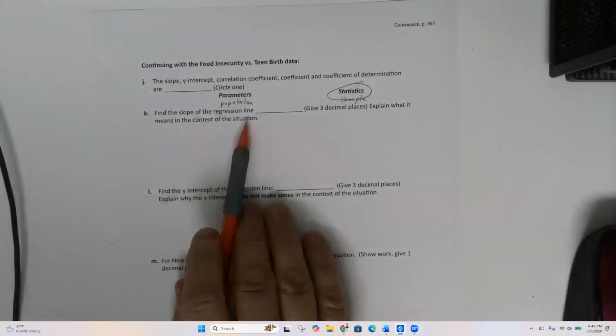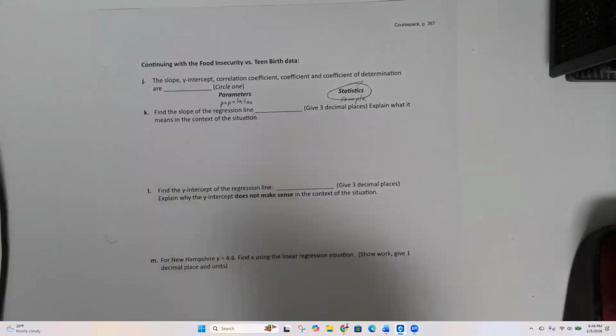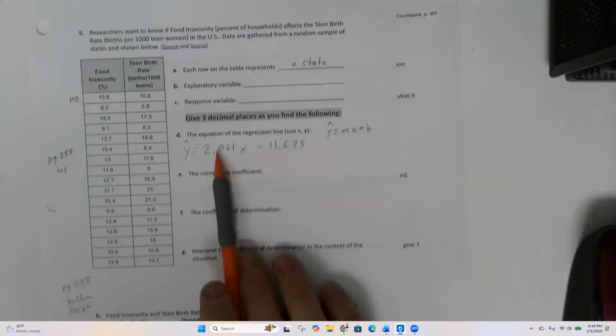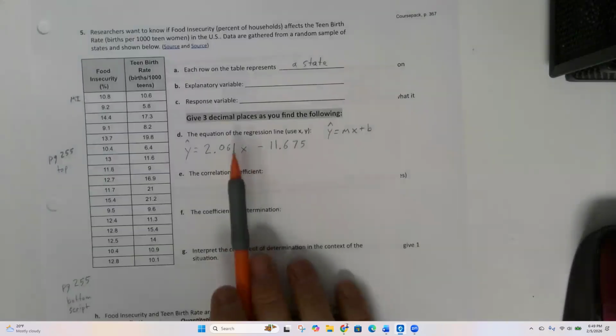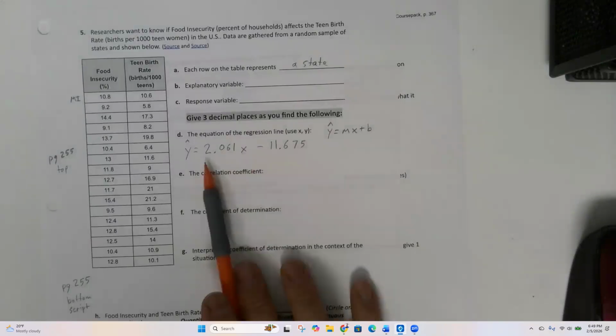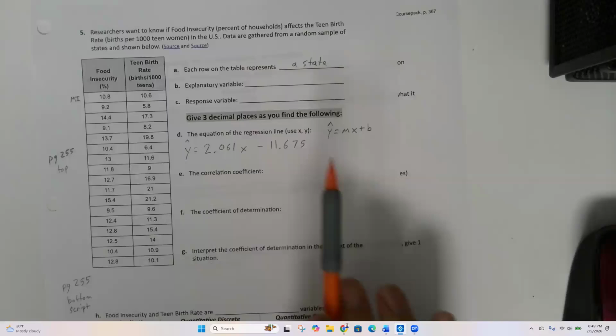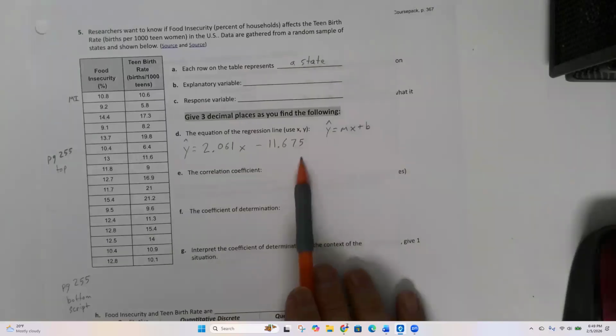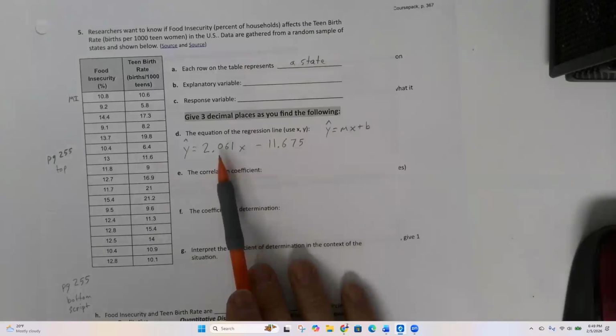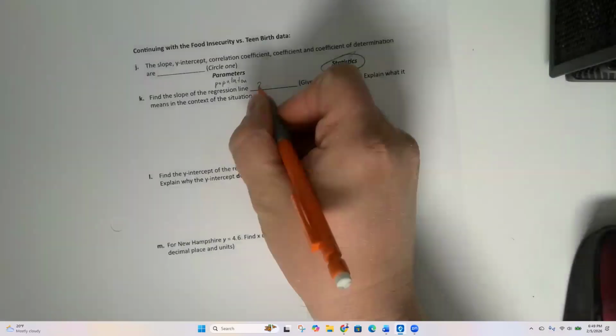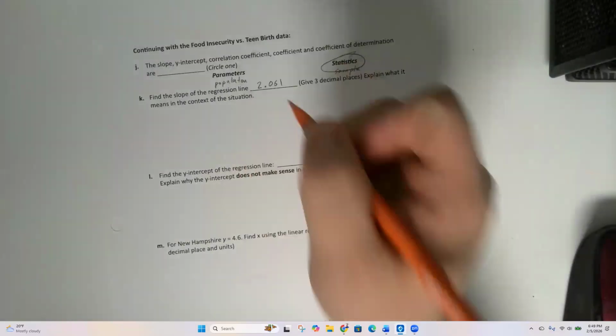Find the slope of the regression line. So one of these numbers was the slope. It's the number attached to x, okay? And you can write it in the other order if you want. If you write negative 11 plus 2.061, you have to make sure the x stays attached to the 2, okay, not the 11. So slope here is 2.061.